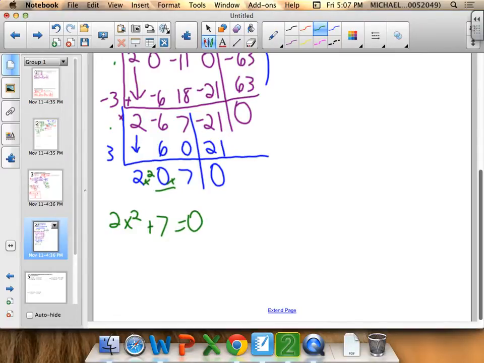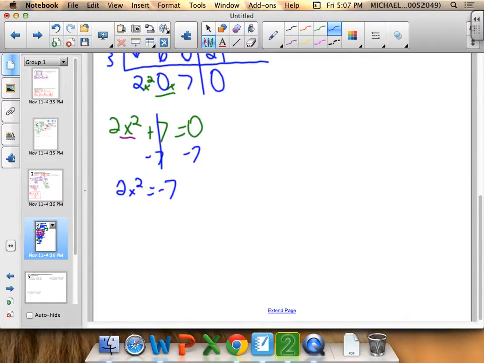From here, I'm going to go ahead and solve it. In order to isolate my x, there's a couple things I have to do. First, I have to get rid of that 7, not by adding 7, by subtracting 7. Subtract 7 on both sides, it goes away there. I'm left with 2x squared equals negative 7. Then I have to divide by 2, because it's being multiplied to the x. So divide by 2, I get x squared equals negative 7 halves.